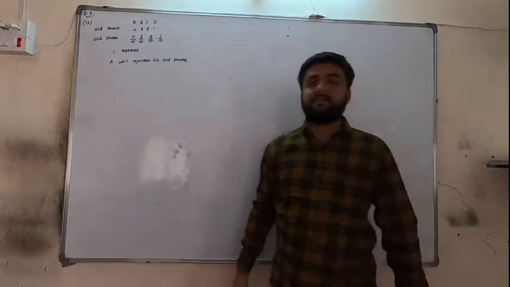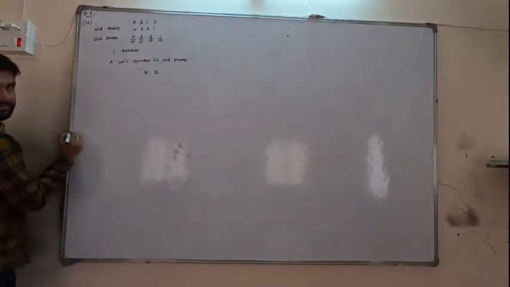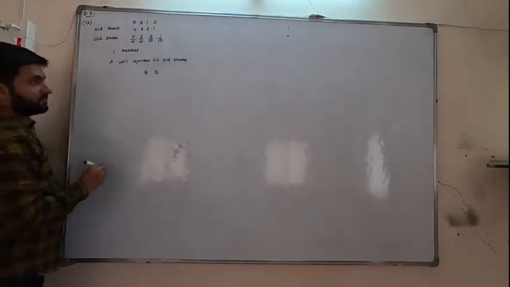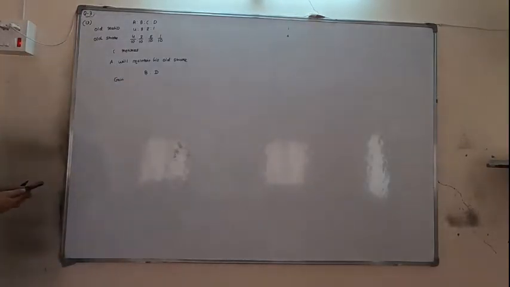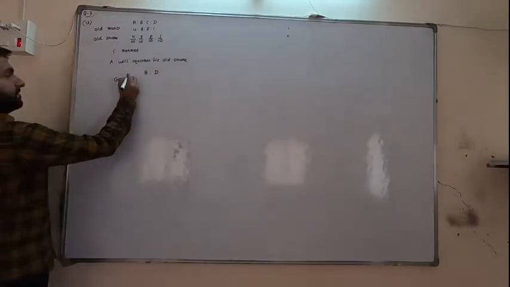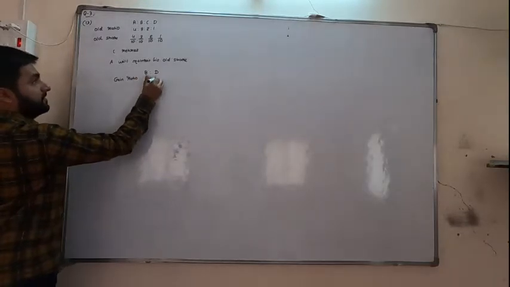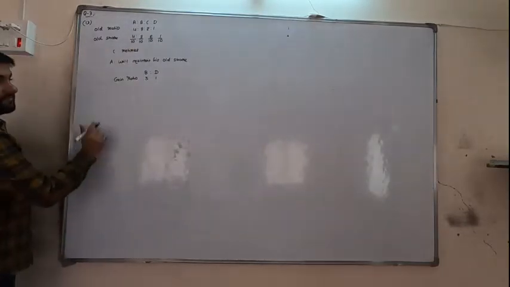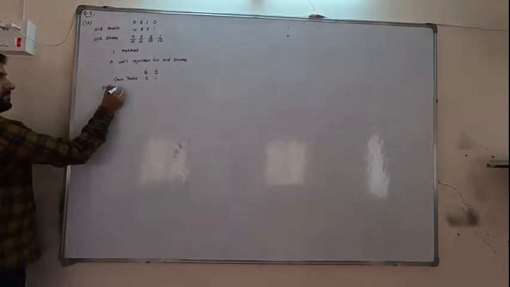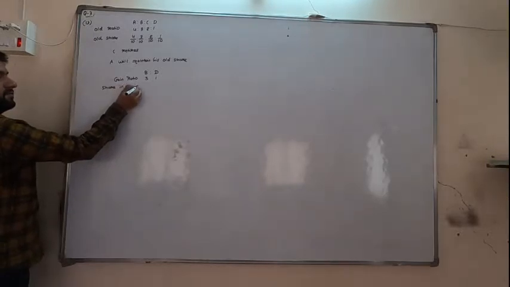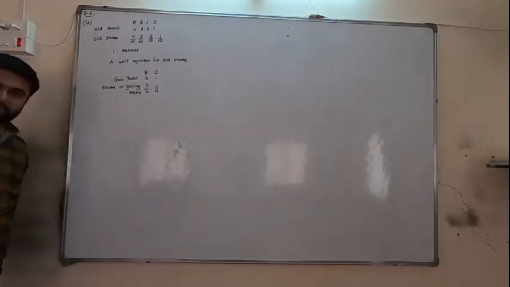Now see, nothing else is given and partner A is maintaining his old share, so B and D would remain. Now B and D would remain, so their gain ratio would be 3 is to 1. Why? Because they two are remaining. Their share in gaining ratio would be 3 by 4, 1 by 4.